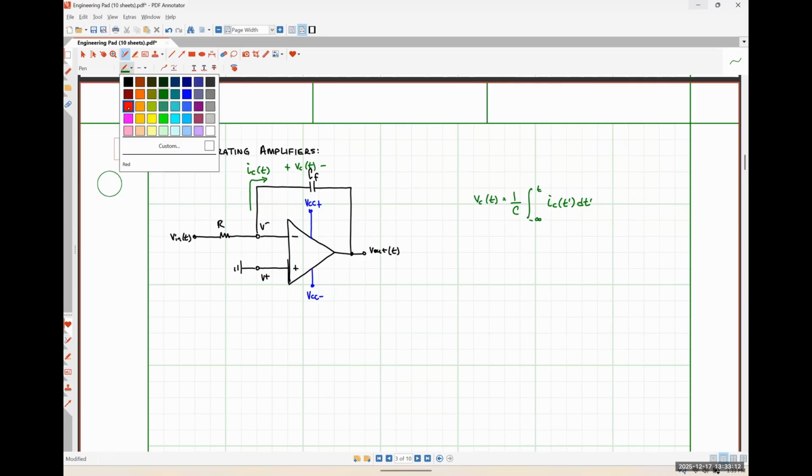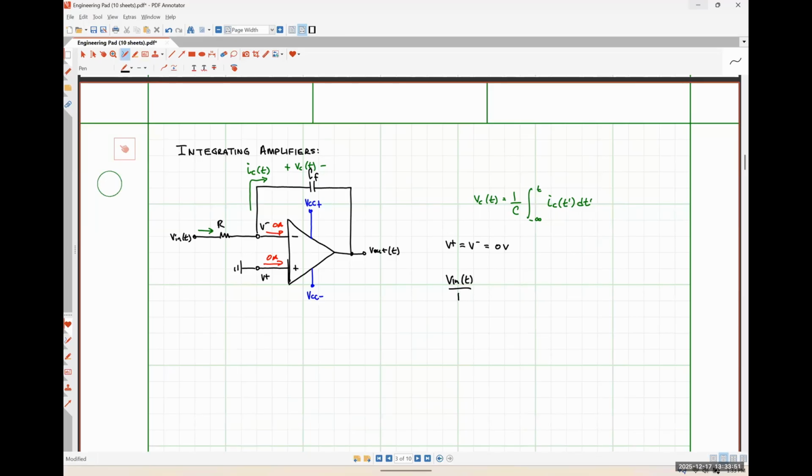So starting our analysis, we can see that from the ideal op-amp rules, there's no current flowing into our input terminals. The voltage at our non-inverting input terminal V plus is 0. So that means the voltage at the inverting input terminal is also 0. So now I'm going to do KCL again. I'm going to do it the same way I did a moment ago. So the current flowing into the node will be equal to the current flowing out of the node. So that's going to be Vn minus 0 over R. So that's just Vn over R is equal to IC.